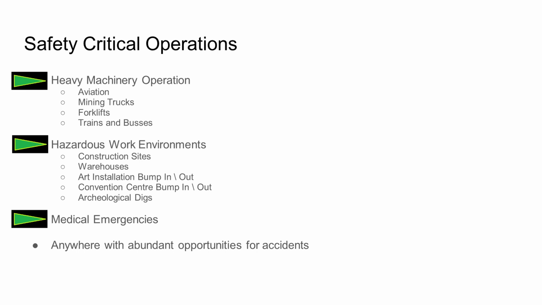Now, in this slide, I've listed a bunch of stuff that could be considered as safety critical operations, like anything that involves forklifts, ground mass transit, like buses and trains. Those can crash because of bad immersive design. But if you'll indulge me for a little bit, let's dig into aviation.